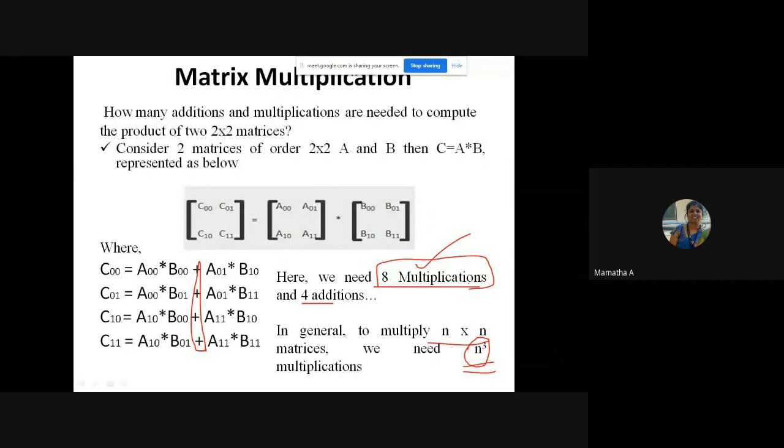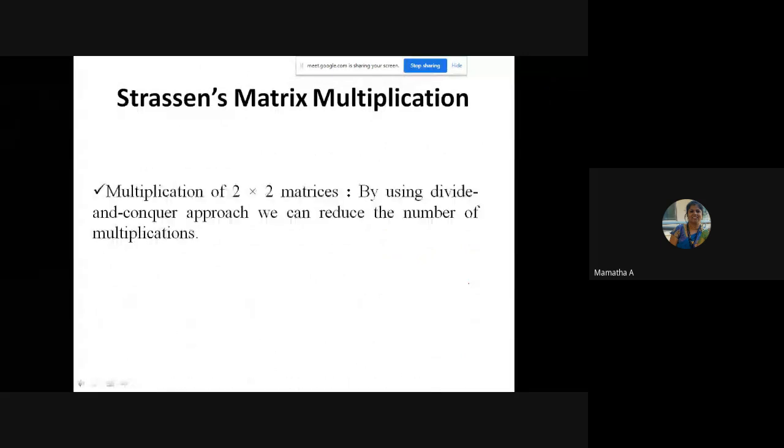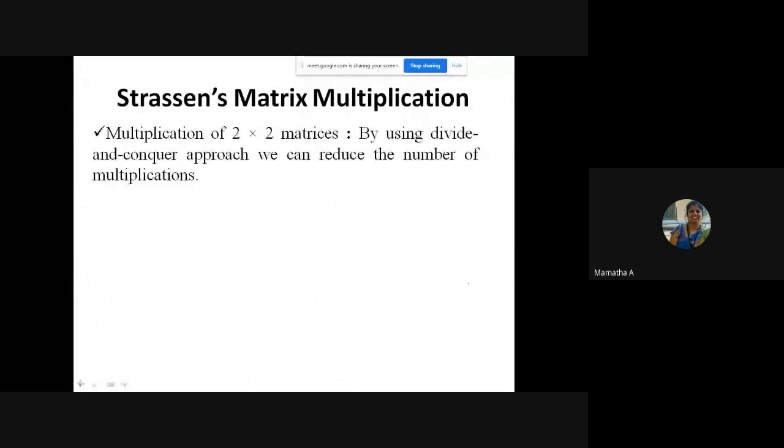So there was one particular person named Strassen. He came up with a different approach, a different way, wherein he could reduce the number of multiplications by using what kind of approach? Divide and conquer approach. So he proved that for multiplying matrices, I can get fewer multiplications compared to my naive method or the general method which is being followed.